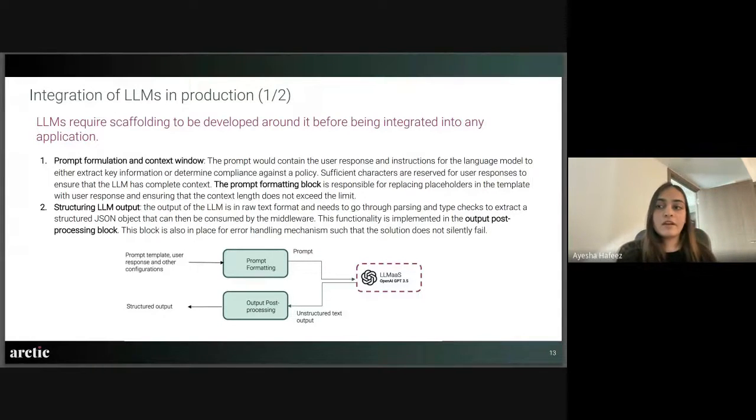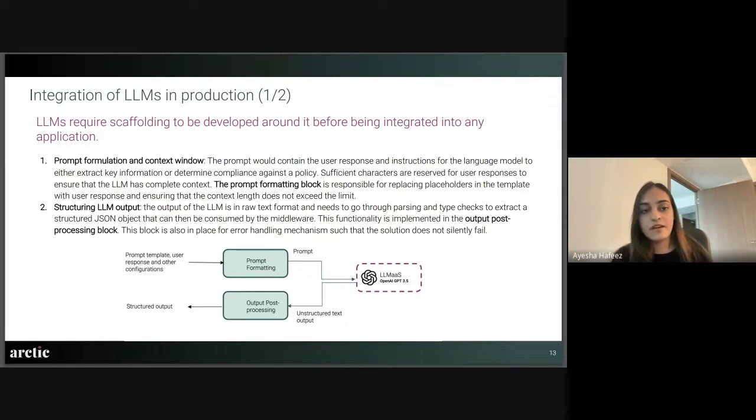We need to be aware that we have the restriction of context windows when we're interacting with large language models. So when designing and formatting these prompts, we need to ensure that sufficient characters are reserved for the user responses. The prompt formatting block is also responsible for adding placeholders in the template for the user response, and again, ensuring that the context length is not exceeded.